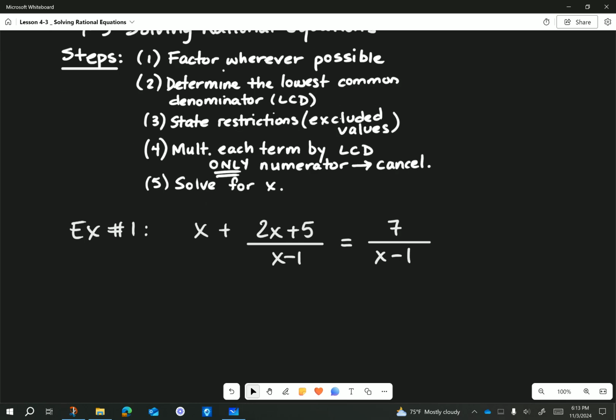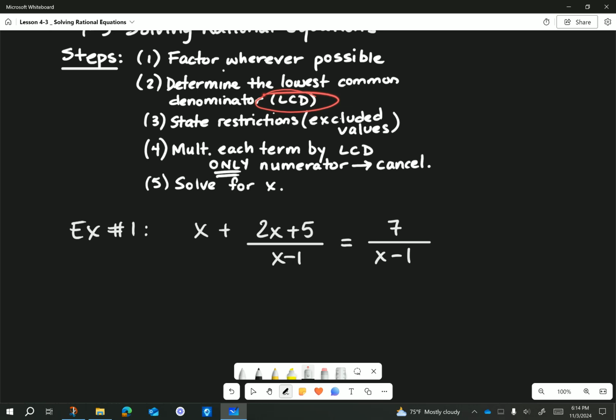Take a moment and copy down example number 1. Okay, so let's look at this problem and see if there's anywhere we can factor. So when I ask you guys to factor wherever possible, I want you to look at each term and each term's numerator and denominator and see if any of those values are able to be factored. And you will see in this particular problem, everything is pretty much raised to a power of 1. We don't see any opportunities to factor. So as far as step number 1, we are done with that.